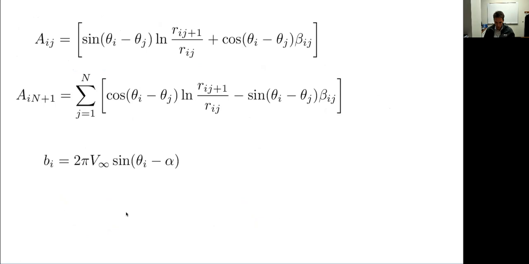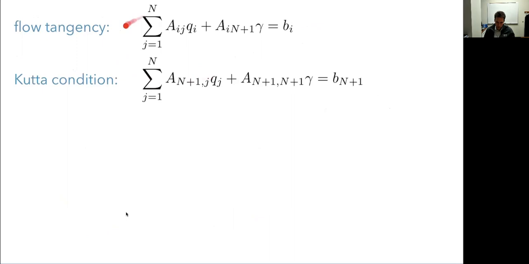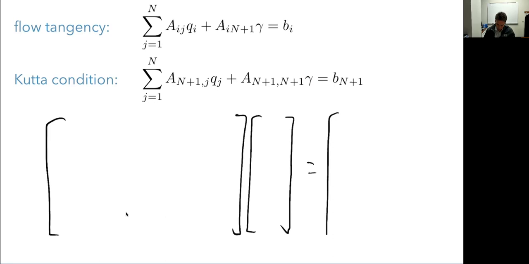All right, so what do we have? Well, now I've got these two equations that we just wrote out. This is flow tangency where we pulled out everything except the unknowns. This is the cutter condition. I can now write this in one big matrix equation. Okay, so it looks like this. And these are my Qs. So I've got Q1 all the way to Qn, and then I have one gamma at the end.